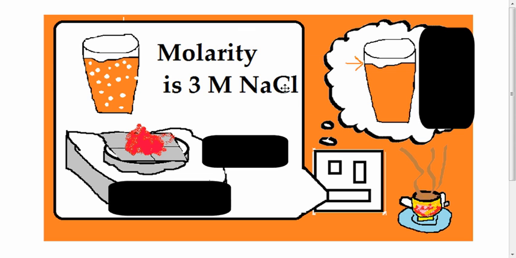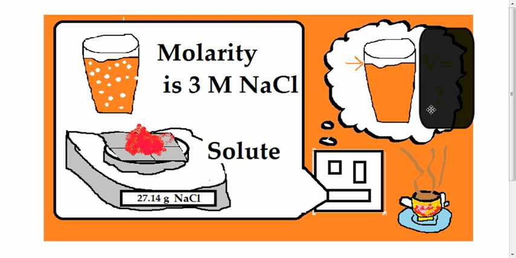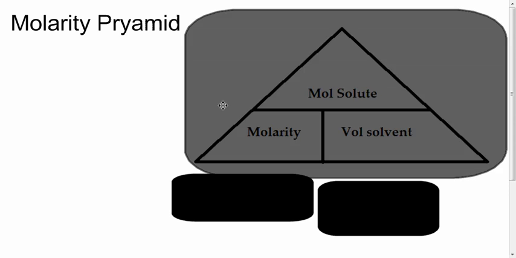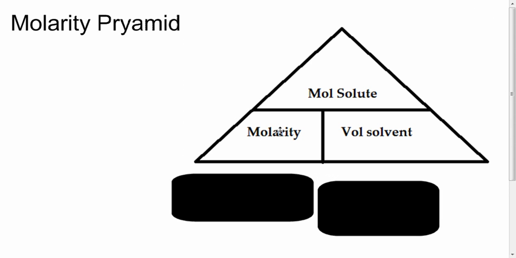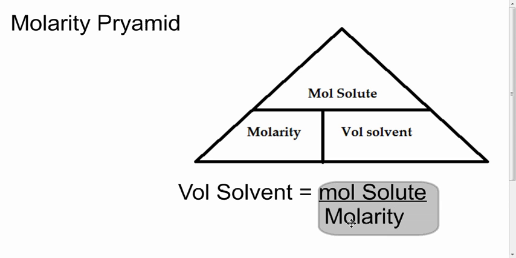I know my molarity is 3 molar NaCl. I know my solute is 27.14 grams, and I want to know what's my volume. You're going to need to remember the molarity pyramid or the molarity formula, and that molarity equals moles of solute divided by volume of solvent. Therefore, your volume of solvent, which is what we want to know, would be equal to moles solute divided by molarity.